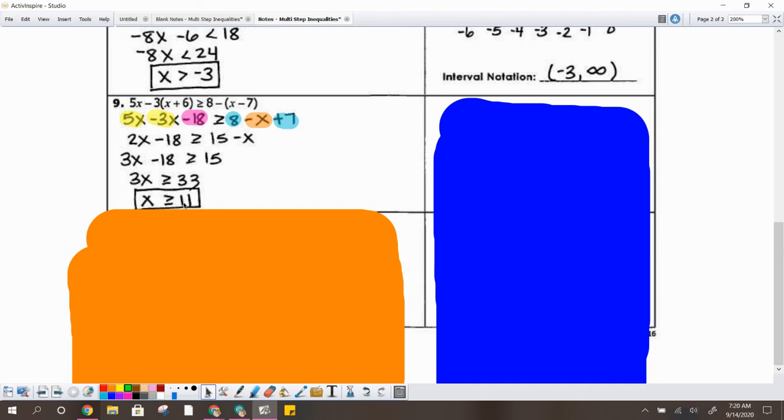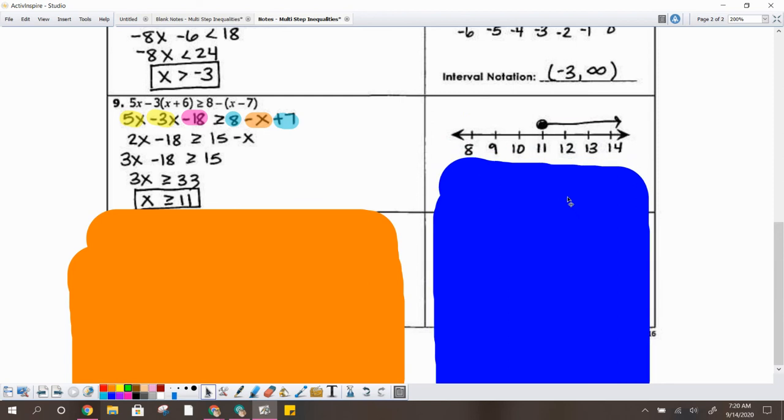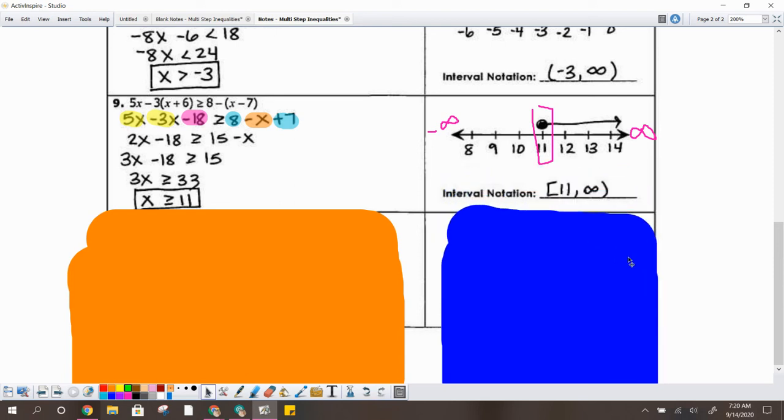So for my graph, I'm going to go ahead and put a closed circle on 11 because it is an equal to one. And I'm going to shade to the right because it is eating the variable. And then for my interval notation, using the graph, I'm going to add my negative infinity and my infinity. So the smallest part on my graph is this 11. So I'm going to put my bracket, because it's closed, on 11. And then the other part is a positive infinity. So I put bracket 11, comma, infinity, parenthesis.